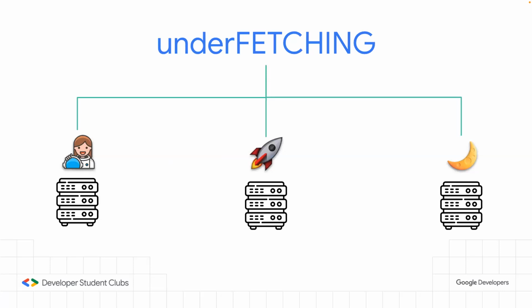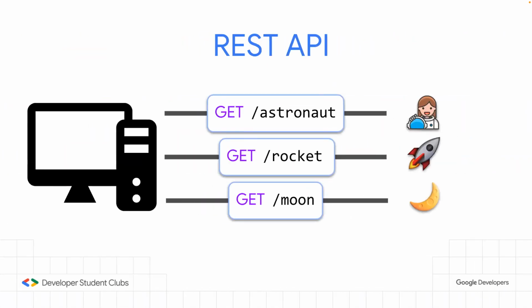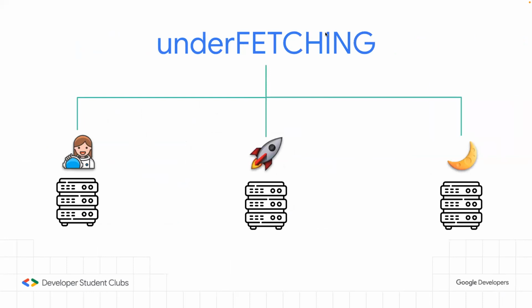But this confronts us with 2 issues. Say that we want some combination of this data. We want something from the astronaut, something from the rocket, something from the moon endpoint, but we don't want all of the data. This presents us with 2 problems. One of them is called underfetching, which means at every endpoint that we call, we're fetching less data than what we really want. When we're contacting the astronaut endpoint, we really want a combination of all 3, but we are only getting one of them.